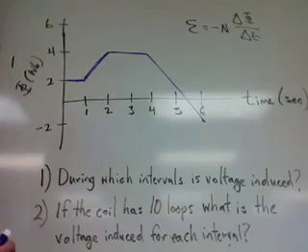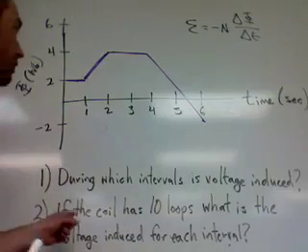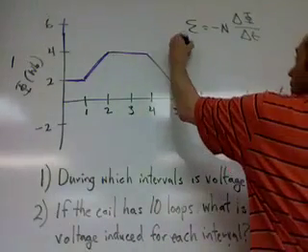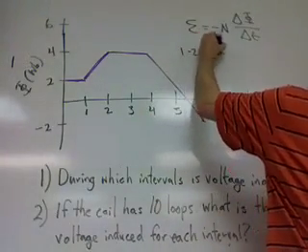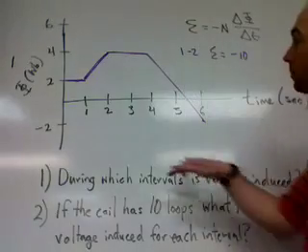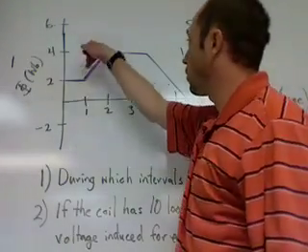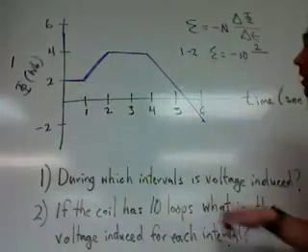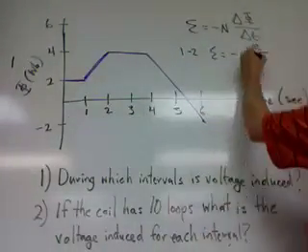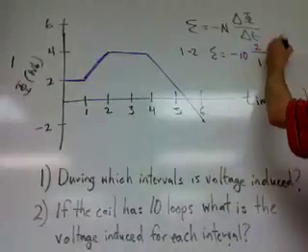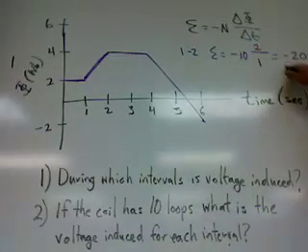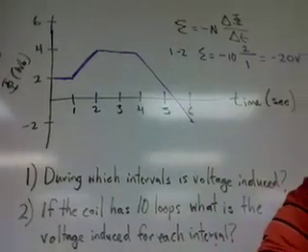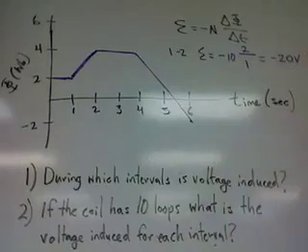If the coil has 10 loops, what is the voltage induced for each interval? So from 1 to 2, I'm going to have negative 10. My change in flux is going to be 4 minus 2, so my change is positive 2. And the time that it takes is 1, so I would get negative 20 volts. Or if you want, you could just leave it as 20 volts, as you can see right there.